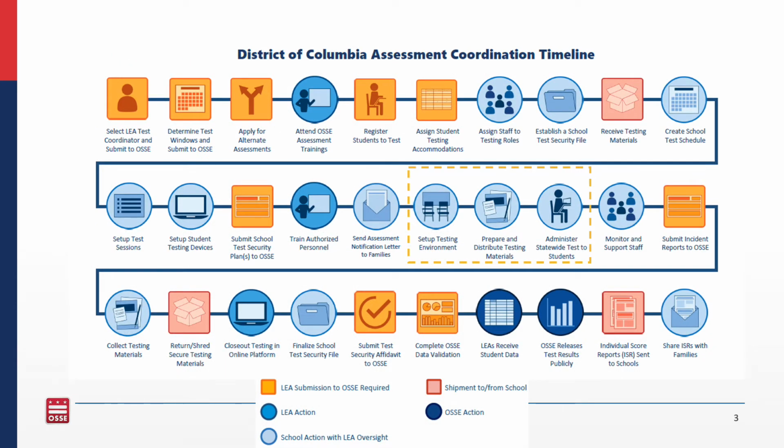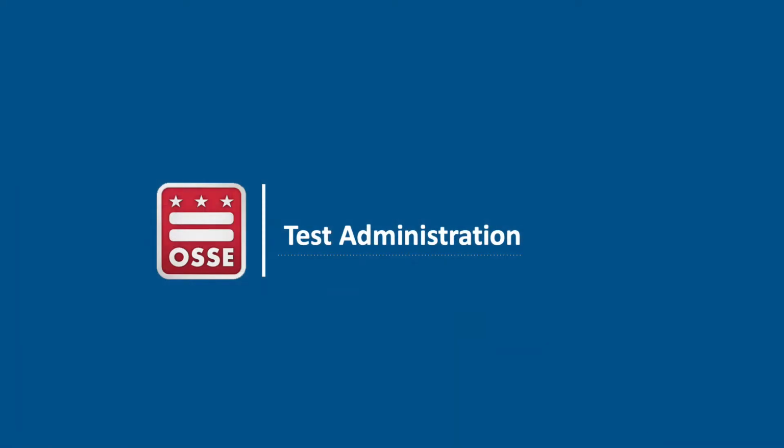The assessment coordination timeline shows the activities needed in order to complete statewide assessment administration in the District of Columbia. The color and shape of each icon indicates who is performing each task. Each training module provides detailed information on the activities in the test administration coordination timeline. In this module, we will cover the steps highlighted in the orange dotted line. The first thing we'll talk about is test administration.